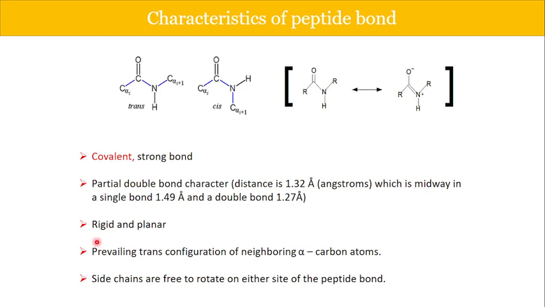These peptide bonds are rigid and planar, so the backbone of a protein is present on the same plane. That's why we can call this bond planar and rigid. So it prevents rotation, fixing the trans configuration of the neighboring alpha carbon atoms, and the side chains are free to rotate on either side of the peptide bond. So these are a few of the characteristics of your peptide bond.